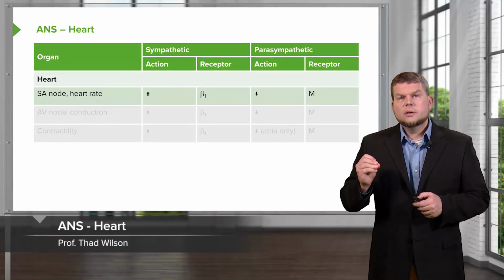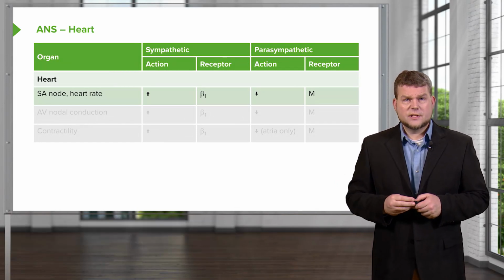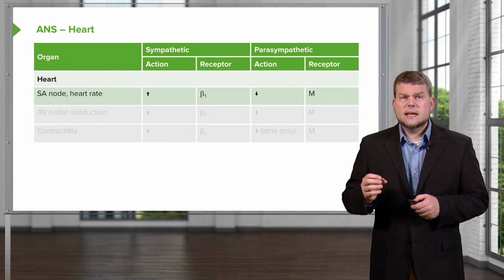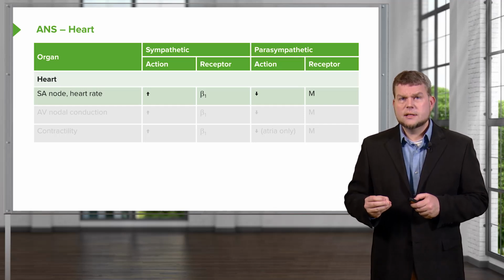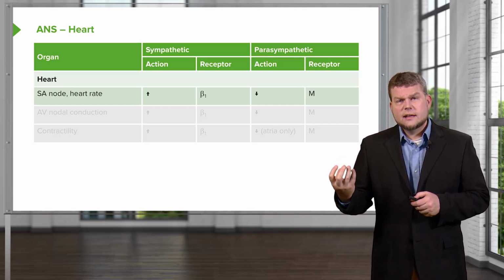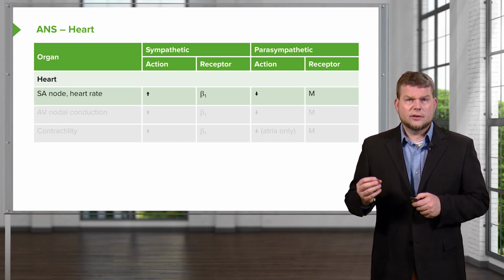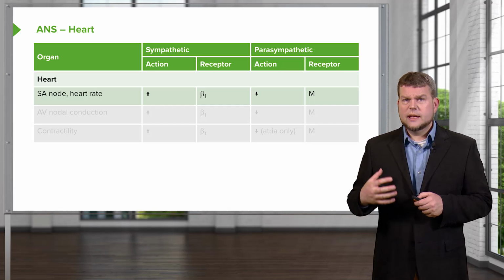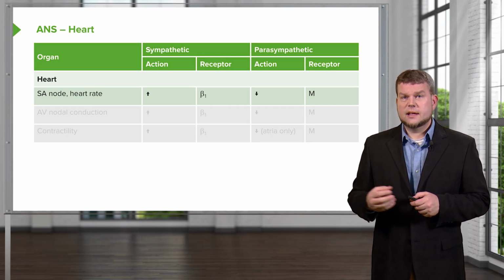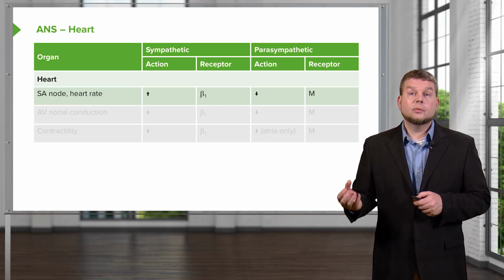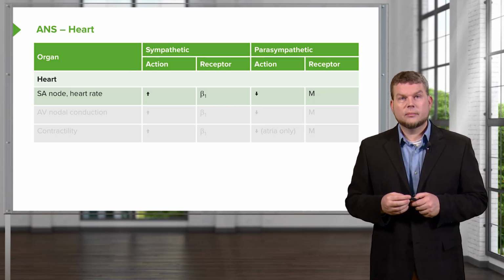The heart is going to be innervated by both the sympathetic and parasympathetic nervous system. The SA node, and this is again the area that's going to control heart rate, if it's engaged by the sympathetic nervous system, it's through beta-1 adrenergic receptors, and this will increase heart rate. In contrast, the parasympathetic nervous system is mediated through muscarinic receptors, and that decreases heart rate.